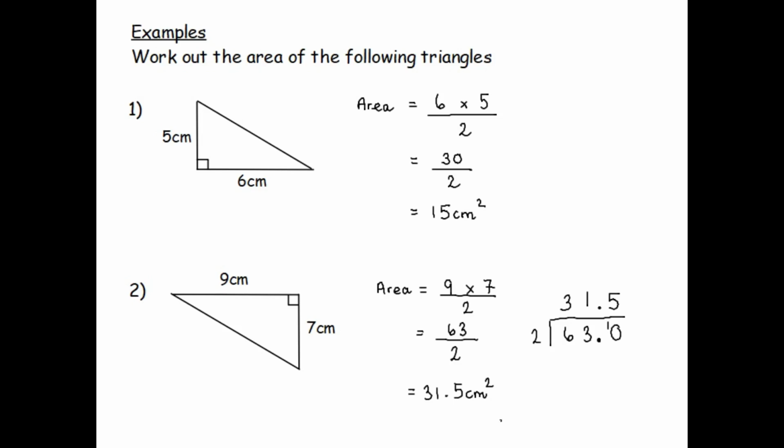Now when halving 63, if you'd rather, you could do half of 60, 30, half of 3, 1.5 and add them together. But if in doubt, use your bus stop method.